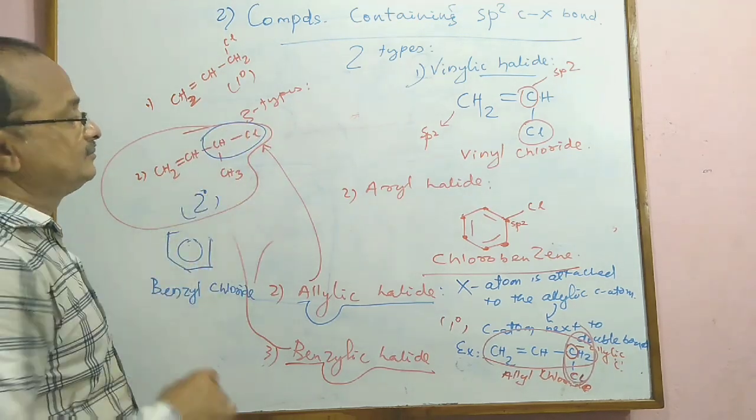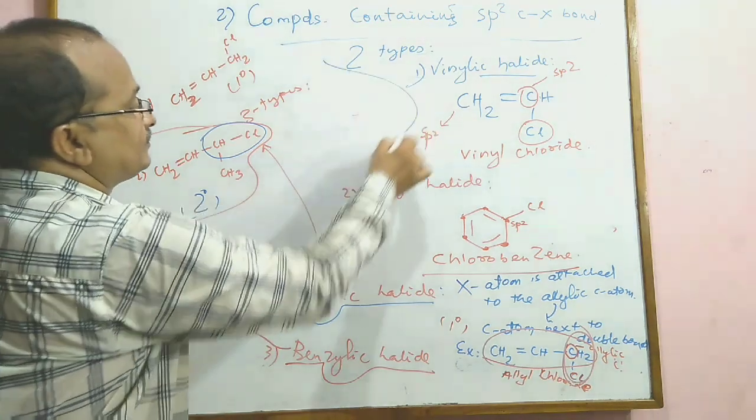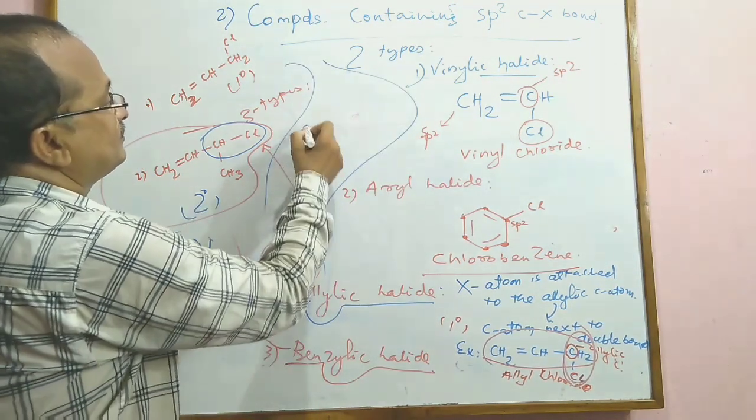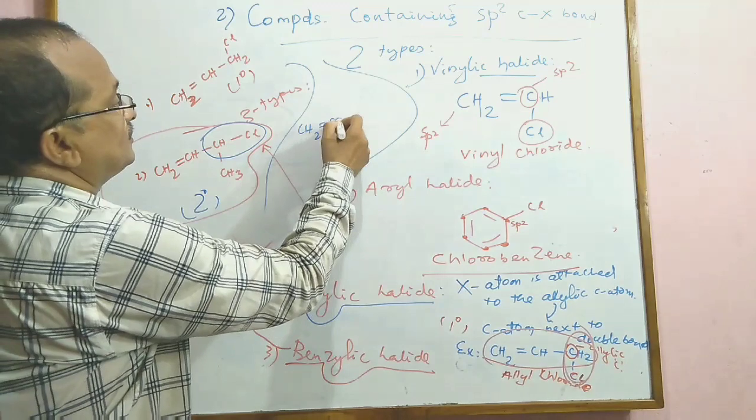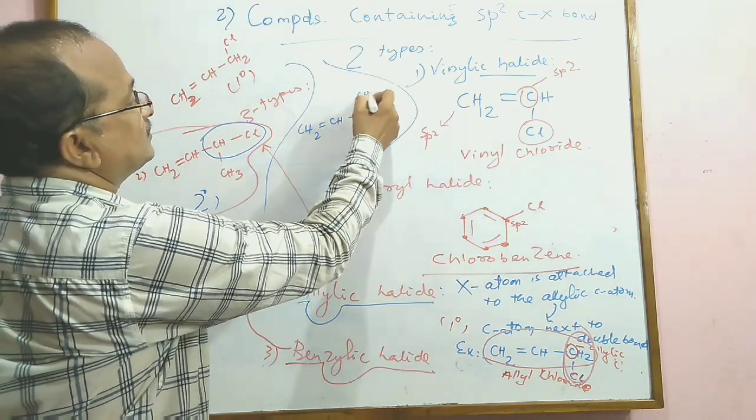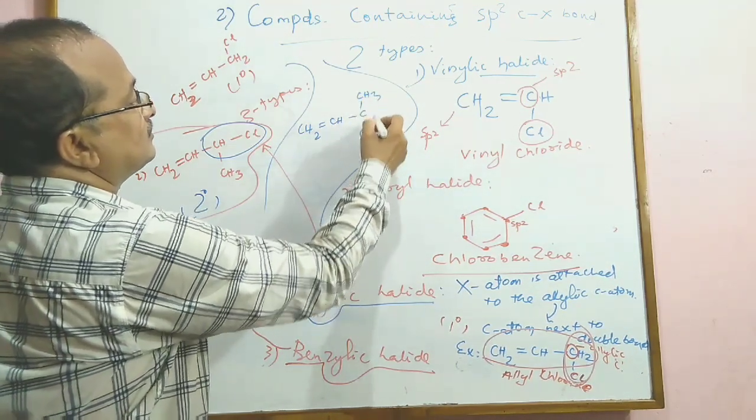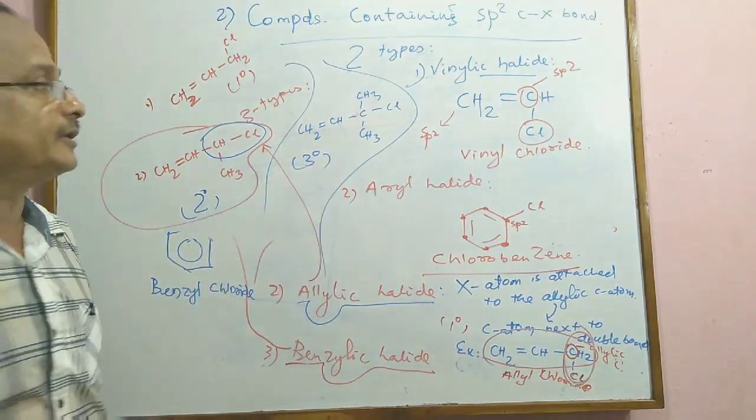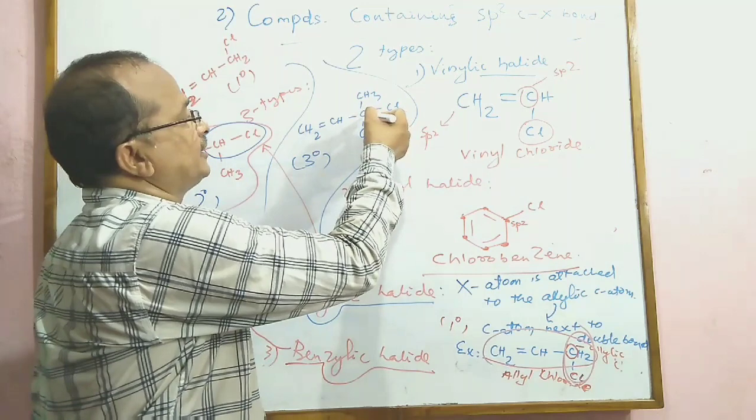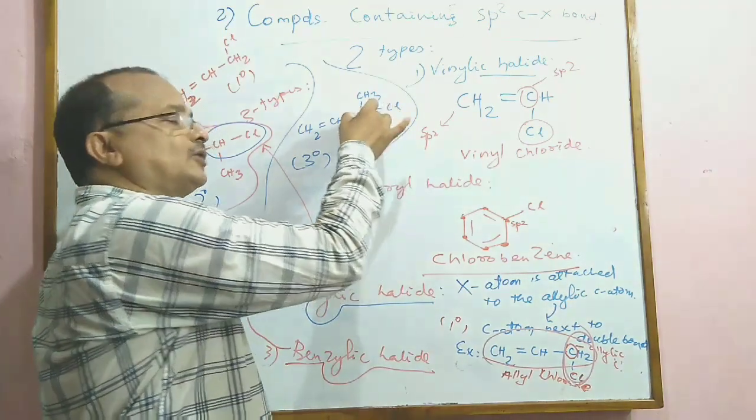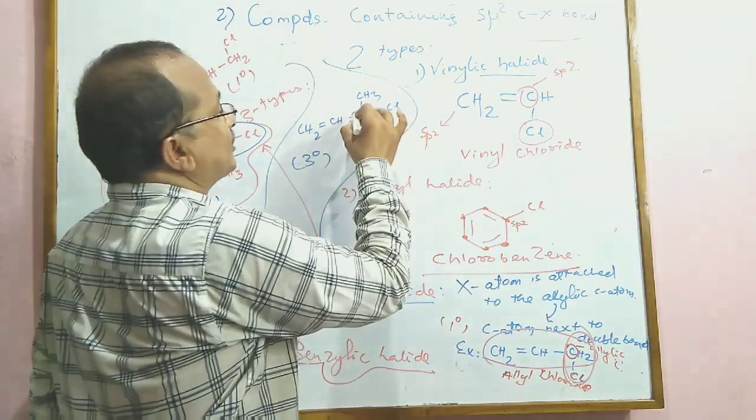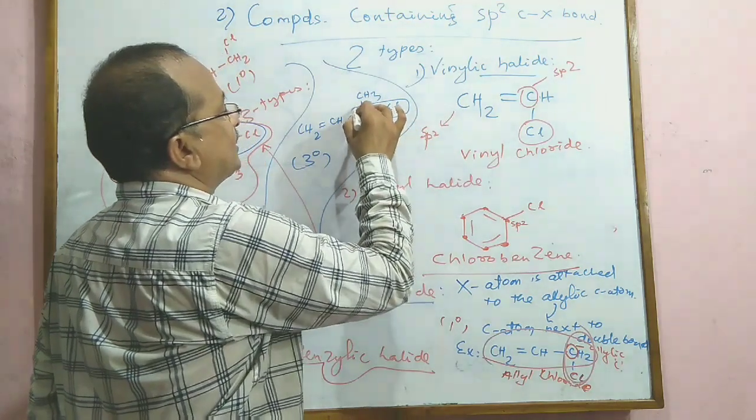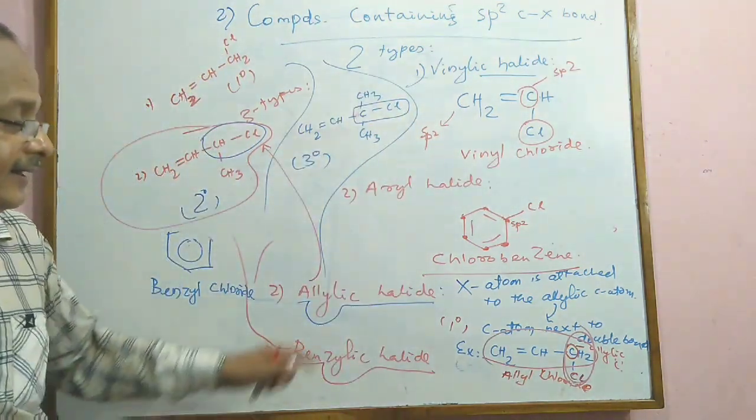Next one is 3 degree. This is 3 degree allyl halide. So here the halogen atom is attached to the 3 degree carbon atom, and this is also an allylic carbon. So the compound contains a CCl group. So allylic halide has three types: primary, secondary, tertiary.